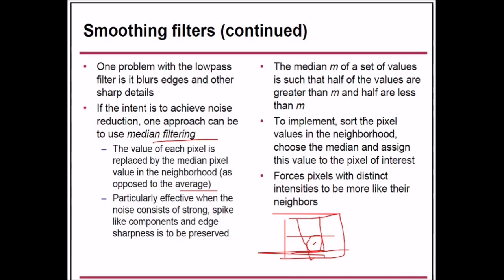To implement it, sort the pixel values in the neighborhood, choose the median and assign this value to the pixel of interest. It forces pixels with distinct intensity to be more like their neighbors. So what median does is, you arrange the brightness values of that particular neighborhood in ascending or descending order, and take the center one. So that will not give you a higher value, because average can give it.